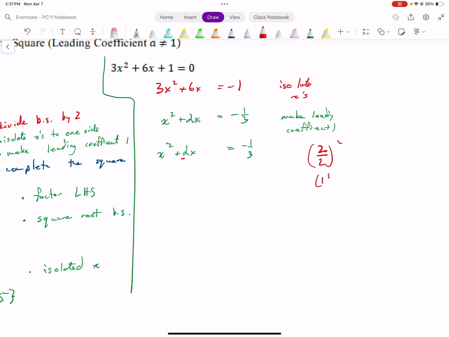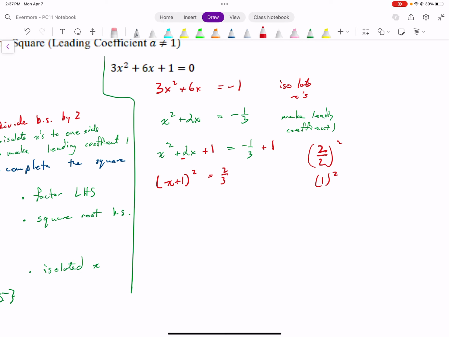2 divided by 2 is 1 squared. And so really I'm just going to add 1 to both sides. I'm going to factor the left-hand side, so that's x plus 1 squared. And the right-hand side, negative 1/3 plus 1, is going to be 2/3 because 1 is 3/3. So negative 1 plus 3/3 is 2/3.